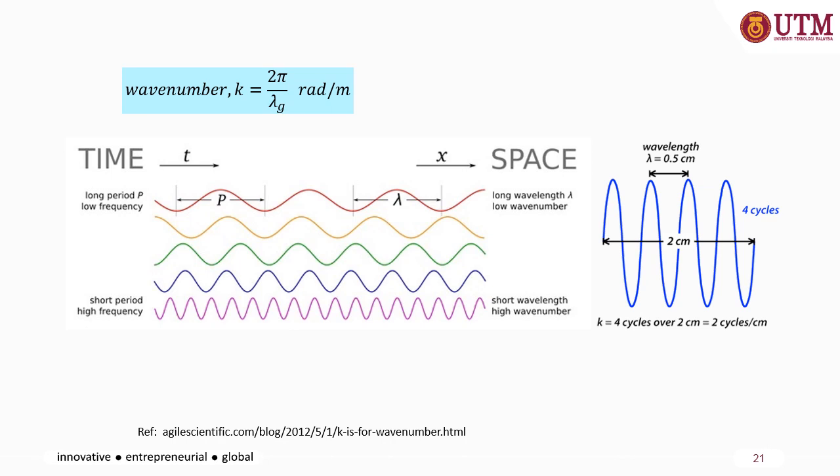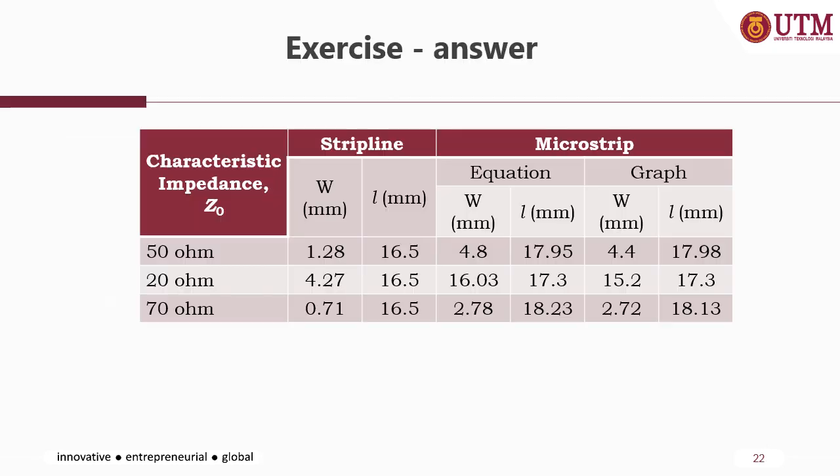Right, this is just some revision on the cycles, the wave. Okay, how about the phase shift and etc. Okay, this is the answer for the additional exercise just now. So you need to perform the calculation before you refer to this table, and you can see the difference between the strip line and the microstrip line parameters when you change the characteristic impedance.